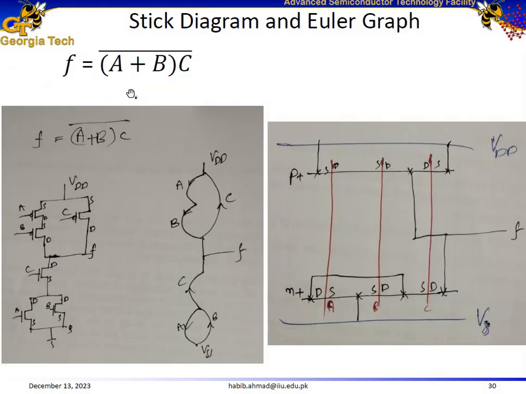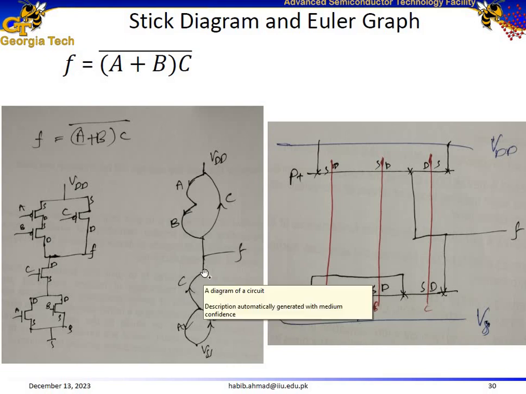Now we have another logic function, A or B and C whole complement. So A and B are in parallel in the pull-down network, and the combination of these two is in series with C. And then from the duality principle we can form the pull-up network as well. Similarly we label all the sources and the drains, and then we form the Euler graph. The Euler path solution is A, B, C in the pull-up network, and A, B, C also works in the pull-down network as well.